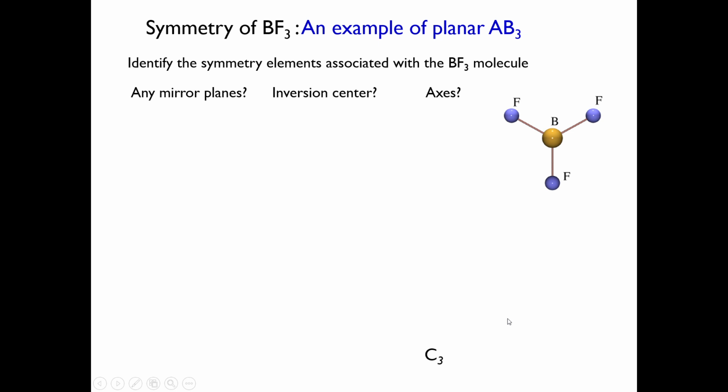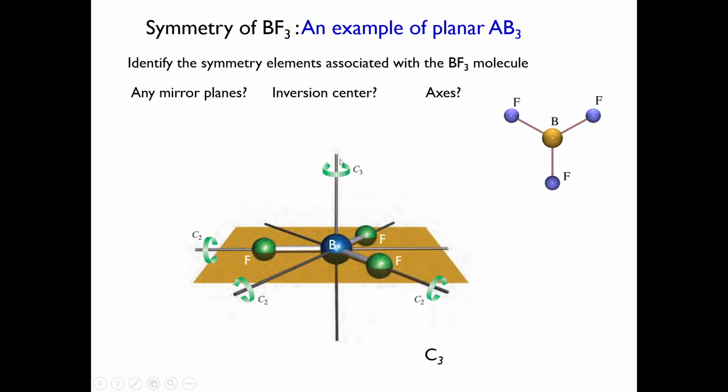We have earlier seen the example of BF3, which is an example of a planar AB3 system. Here A is boron and B is the ligand. We have already noted that it has a C3 axis passing through the boron atom and perpendicular to the plane of the molecule. The orange color represents the plane passing through all 4 atoms, the boron as well as the 3 fluorine atoms. So this C3 is perpendicular to that plane.